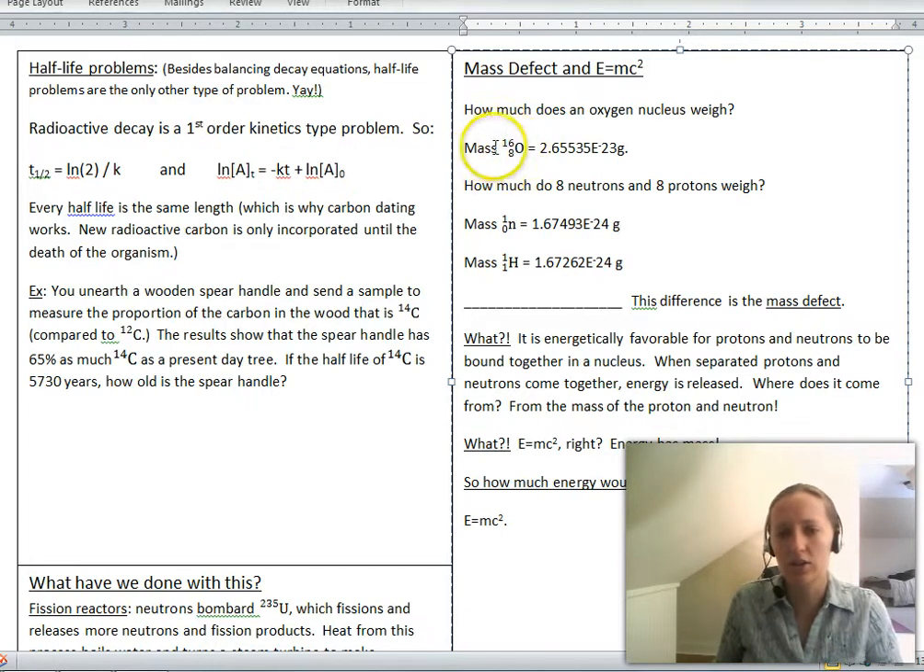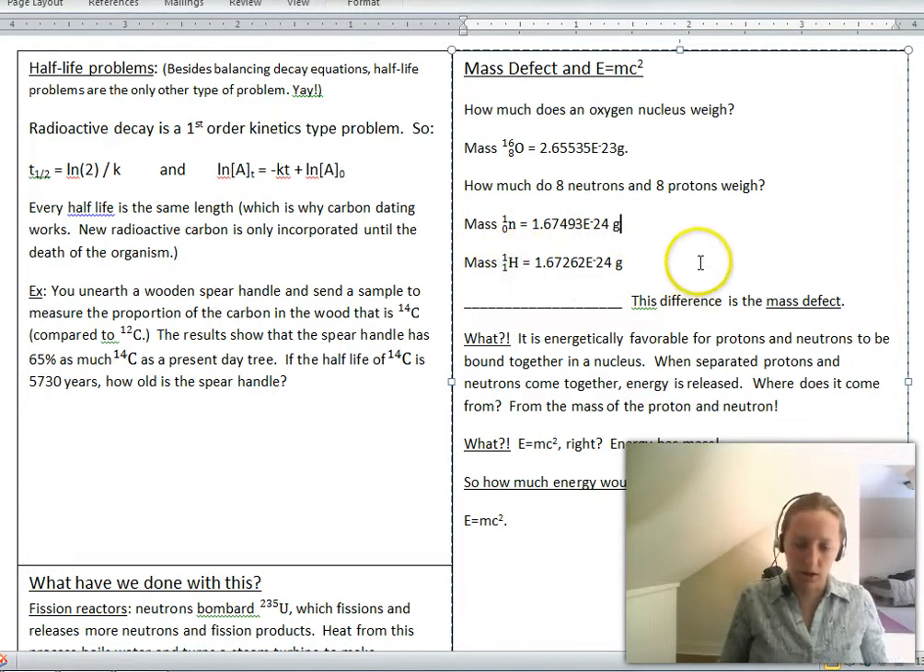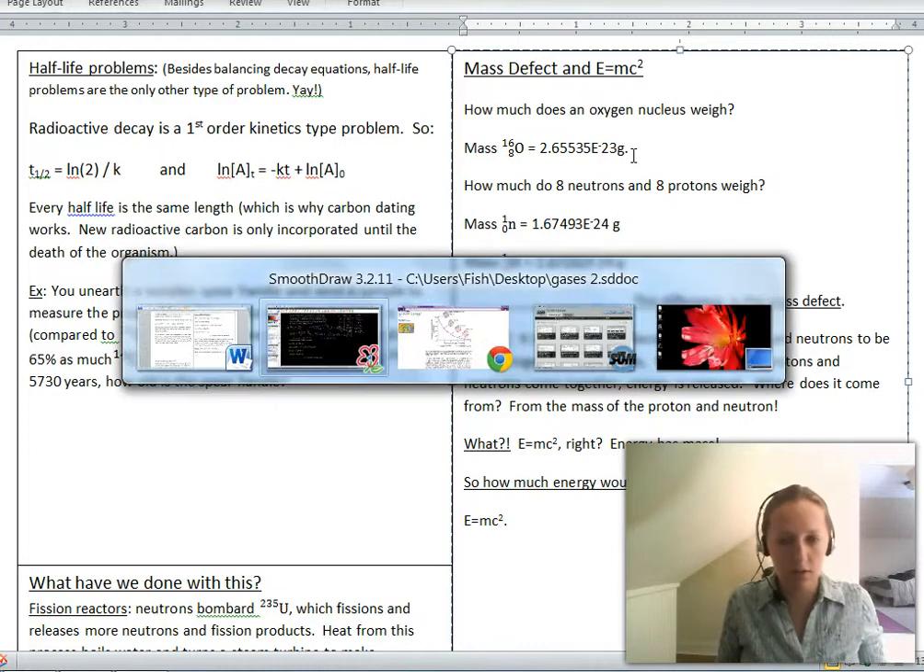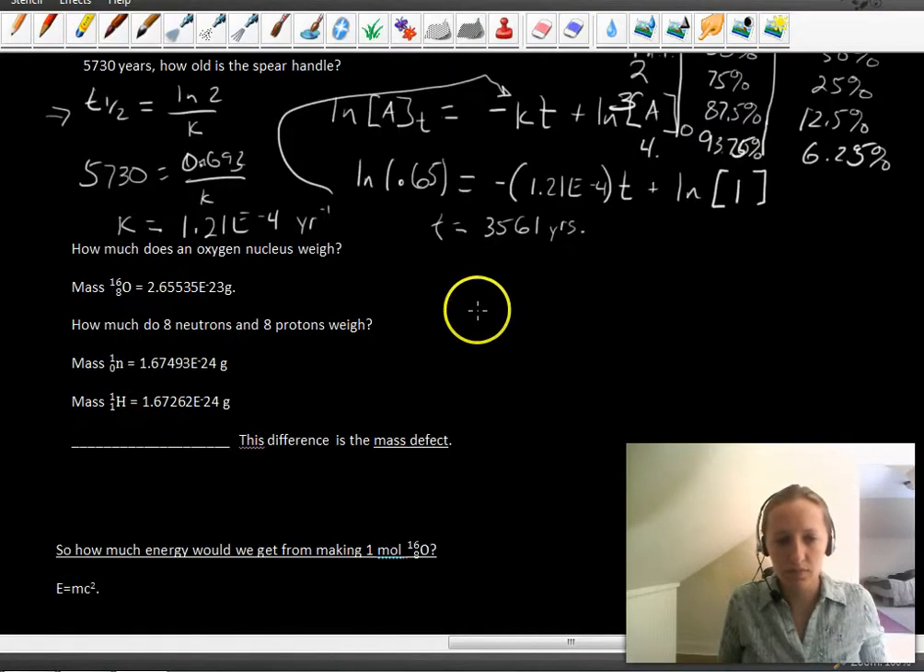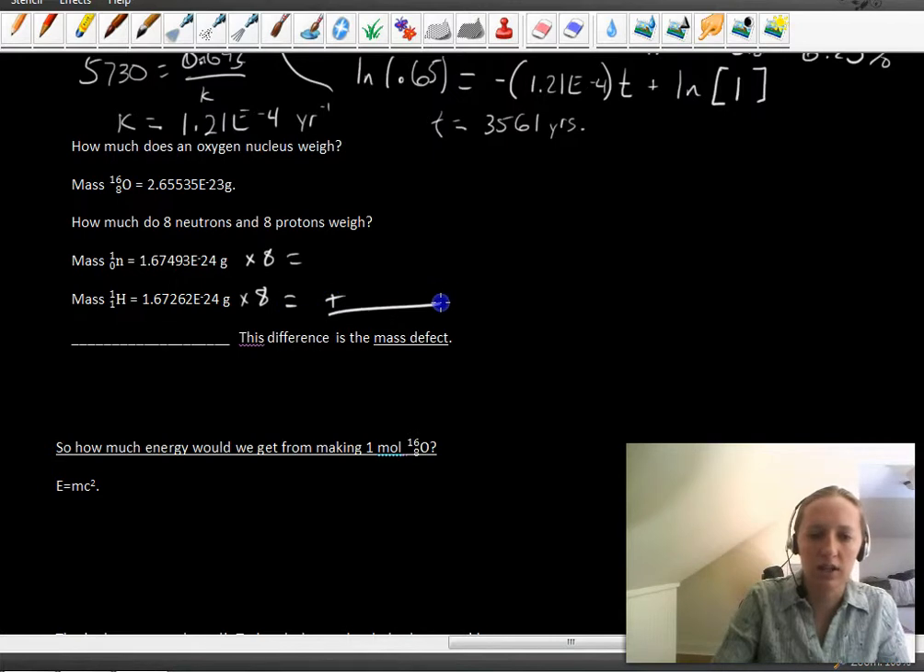And an oxygen nucleus is the combination of 8 neutrons and 8 protons. So you figure if you go and look up the mass of a neutron and the mass of a proton, and you add up 8 of those and 8 of those, you should end up with this number, 2.65535 e to the negative 23 grams. So let's go do that. You take this number and multiply it by 8, and you take this number and multiply it by 8. And you add those together.